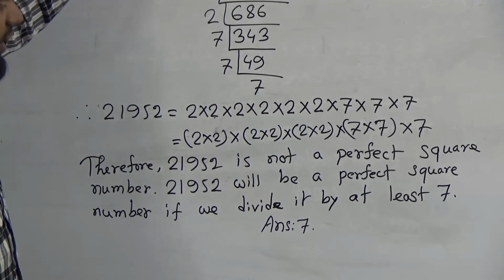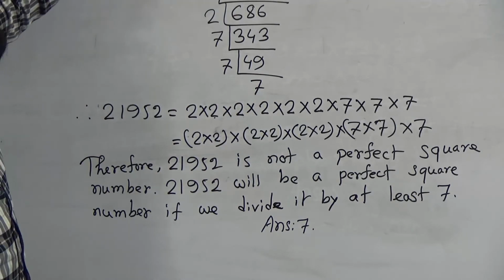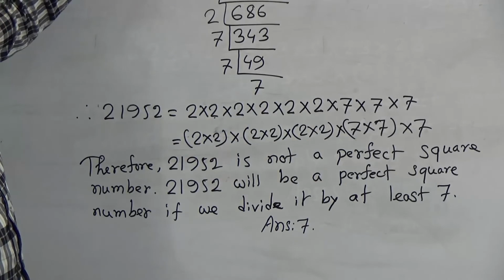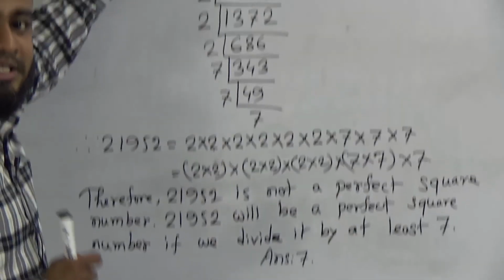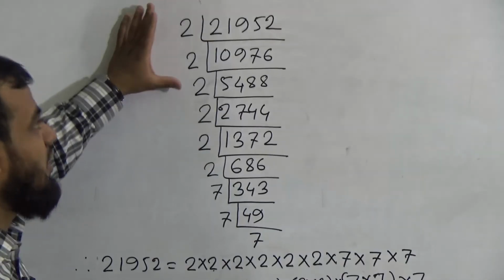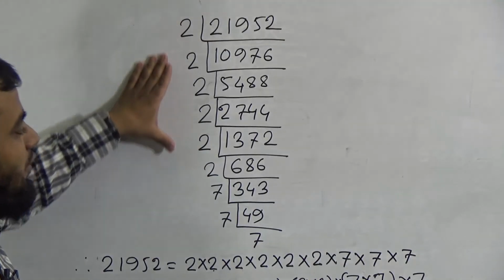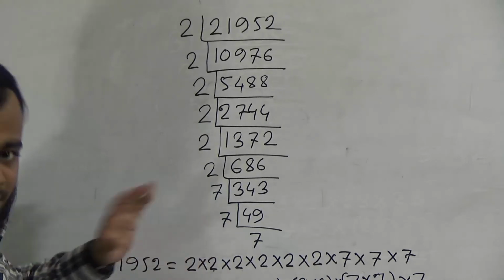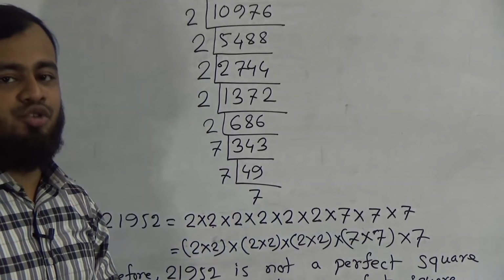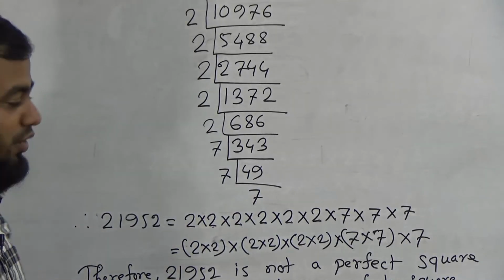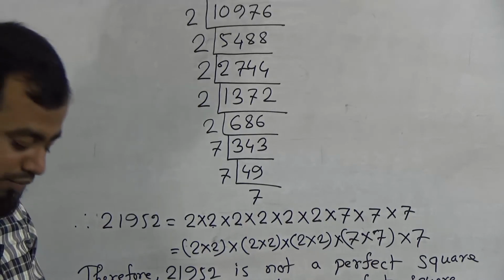My dear students, please look again. I am telling you again, if the question is which least number is to be multiplied or which least number needs to be divided to get a perfect square number, then we should resolve this into prime factors. After that, we should make the pairs. The prime number which has no pair, that prime number needs to be multiplied or divided with that number to get a perfect square number.